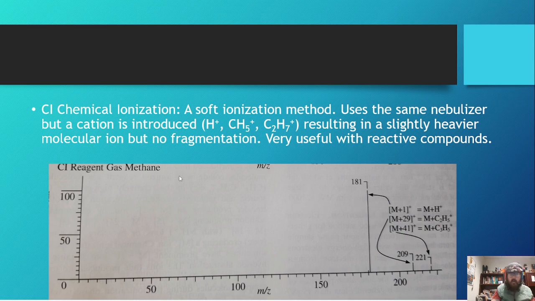This is for when sometimes your molecular ion won't show up because it's very unstable. So chemical ionization is a way to make sure we get a molecular ion peak.